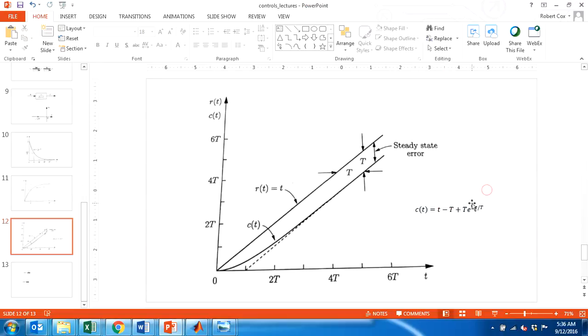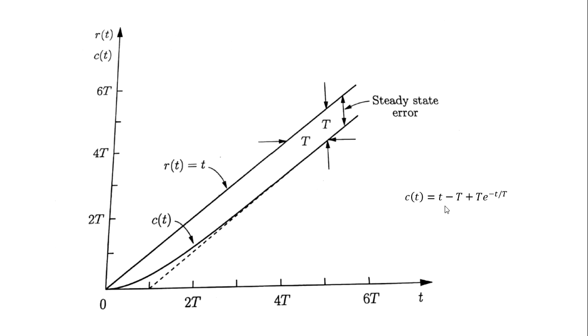Right? So if I were to look at this in steady state, clearly this term goes away. R of t is equal to little t. C of t is going to be little t minus capital T. So essentially what you're seeing is that in steady state, once this exponential is dead, there's always a difference between the output and the input. That is called a steady state error.